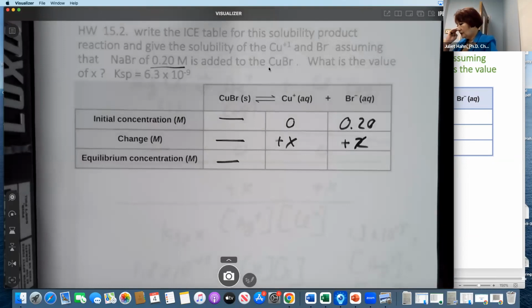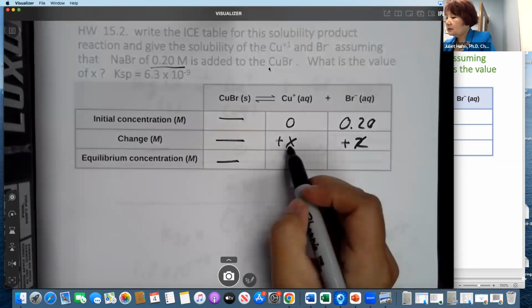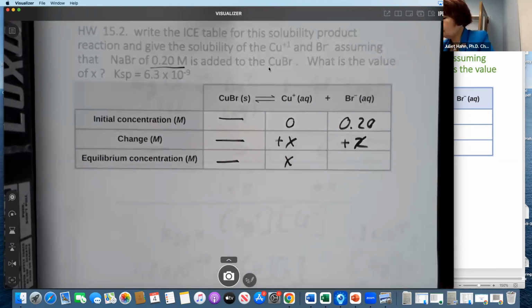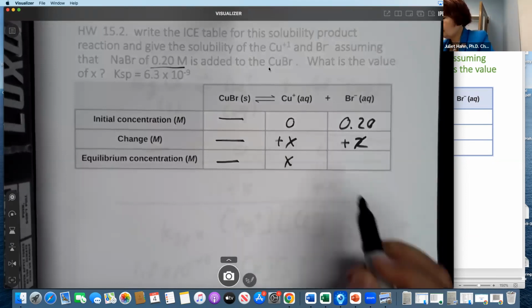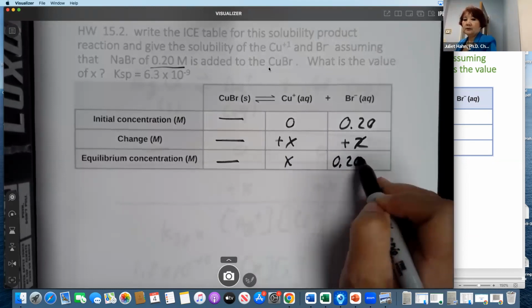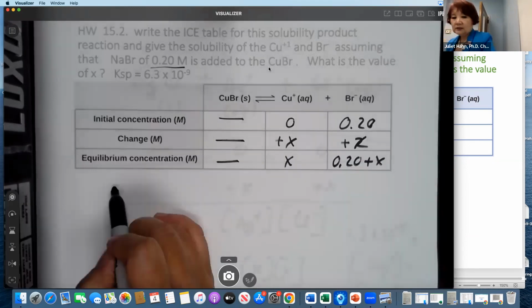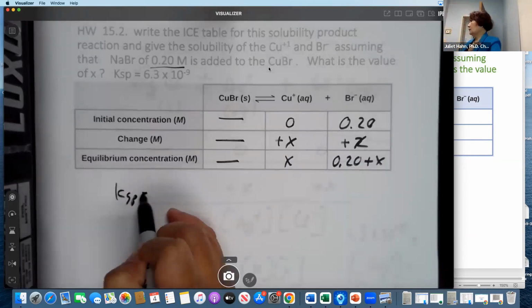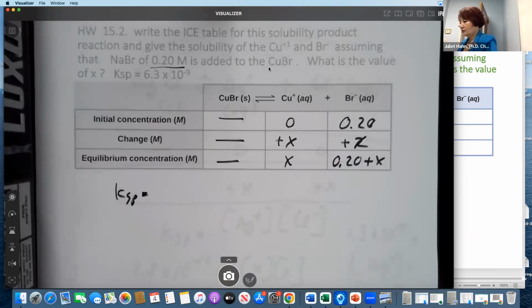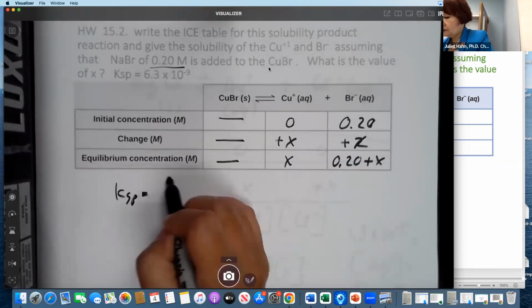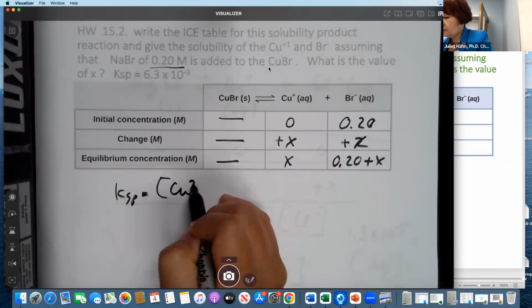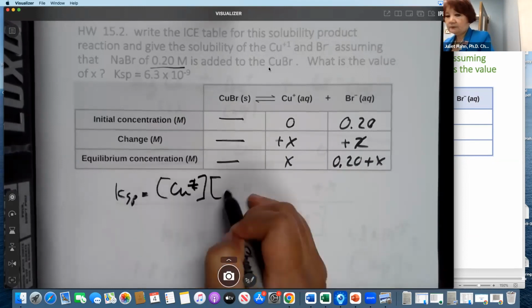So then what do you have at equilibrium? At equilibrium, 0 plus x just gives you x. 0.2 plus x gives you 0.2 plus x at equilibrium. So then what do we have for our KSP equation? KSP is even easier than equilibrium expressions or Ka or anything like that, because all you do is write down copper plus, bromide minus. So that's your KSP expression.